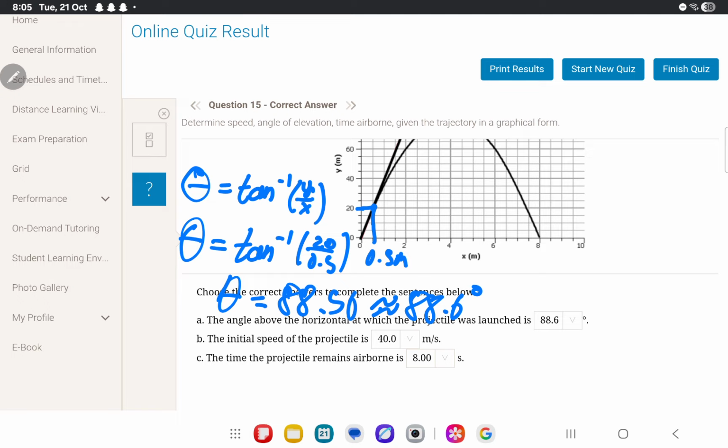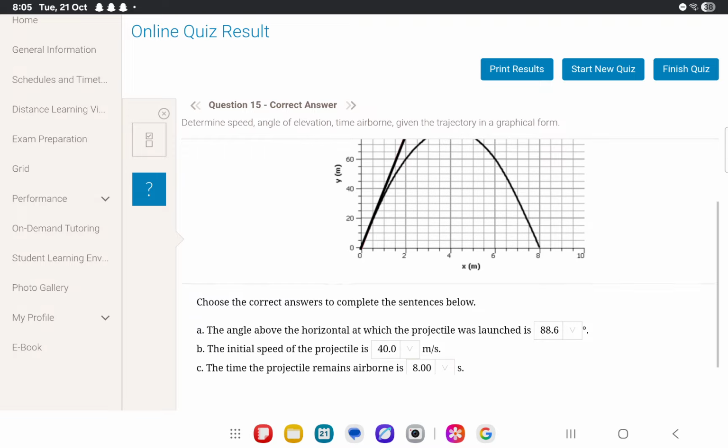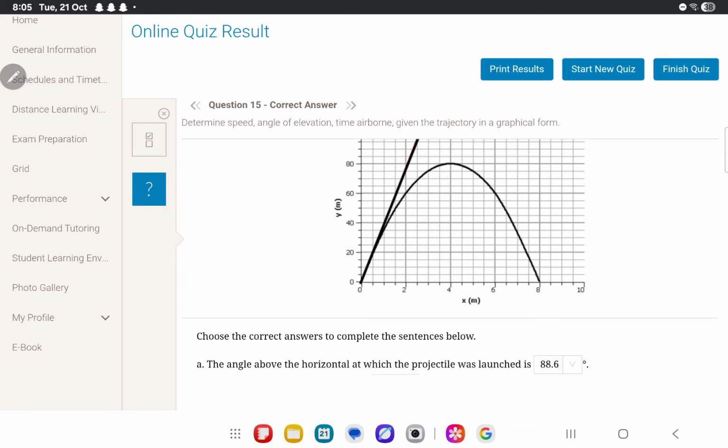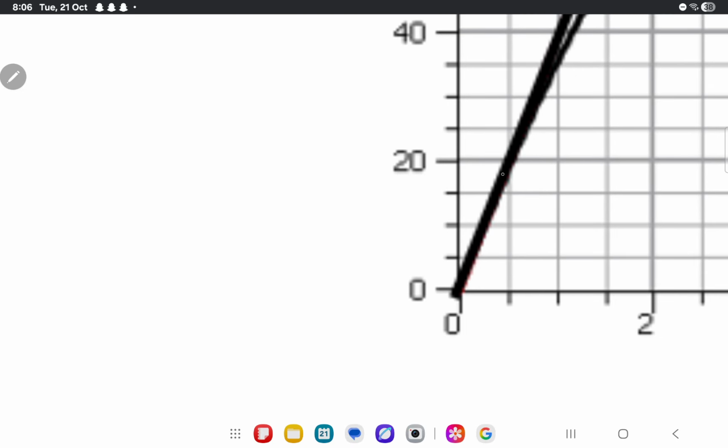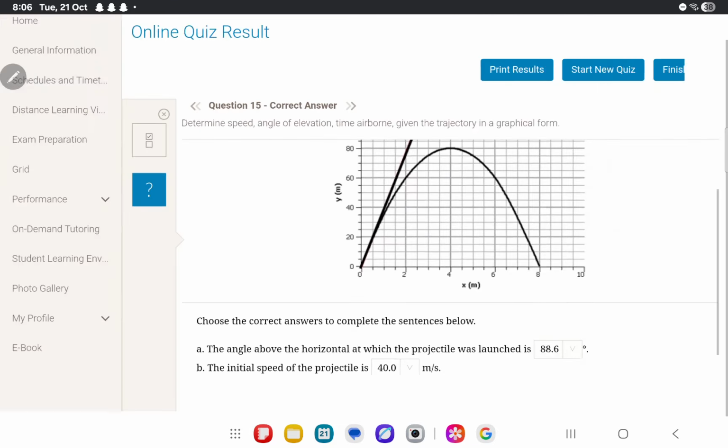I'm pretty sure there's another way, but this is the easiest way for you. Just look at the point where it crosses. You can also do it at other points, so let's try this point here. Will this work? No, it's fine. Just do it at the initial point, at the start, where it's closest to a straight line, which is at this point here. This 20 and 0.5.